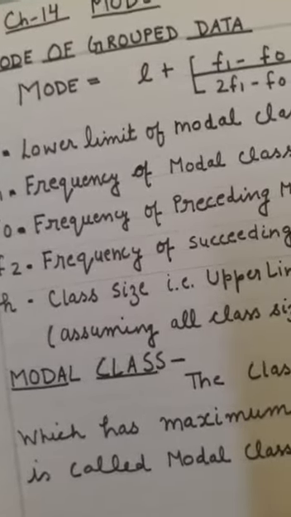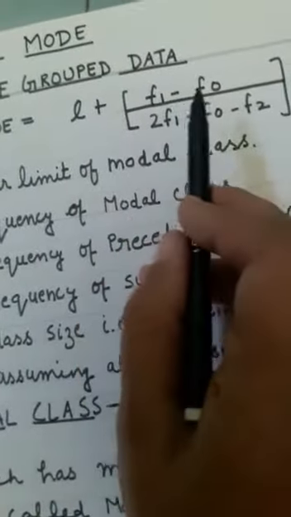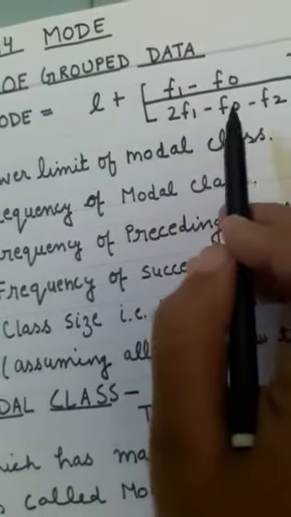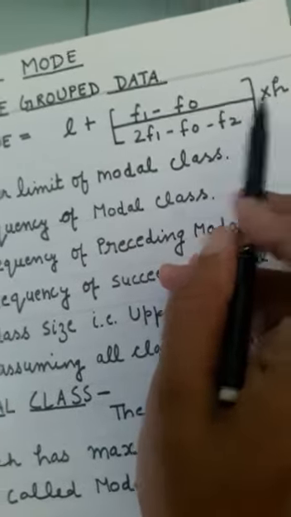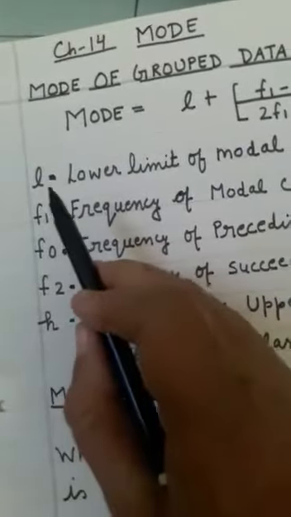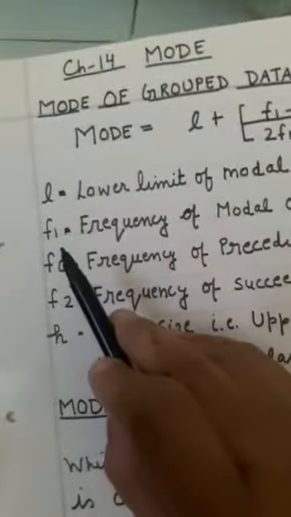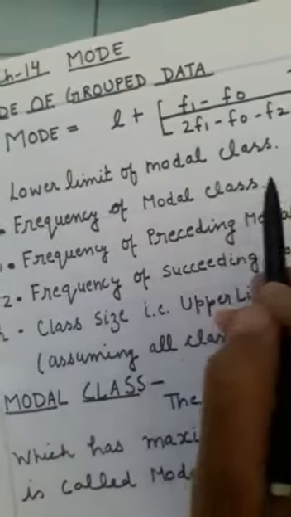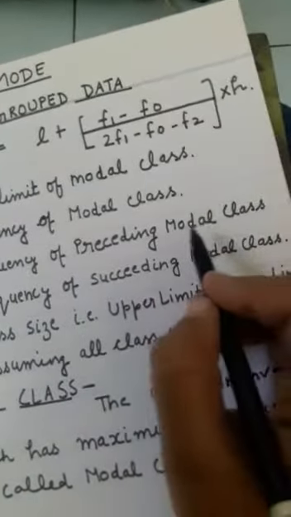The formula for mode is equal to L plus (F1 minus F0) upon (2F1 minus F0 minus F2) multiplied by H. First, all of you will learn this formula, then the meaning of each symbol. L is the lower limit of the modal class, F1 is the frequency of the modal class, F0 is the frequency of the preceding modal class.